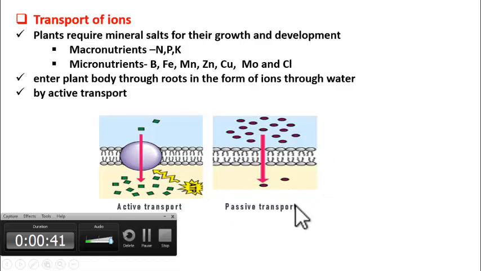So what is passive transport? Movement of materials across the membrane without spending any energy. So when water is moving across, there is no energy utilization.